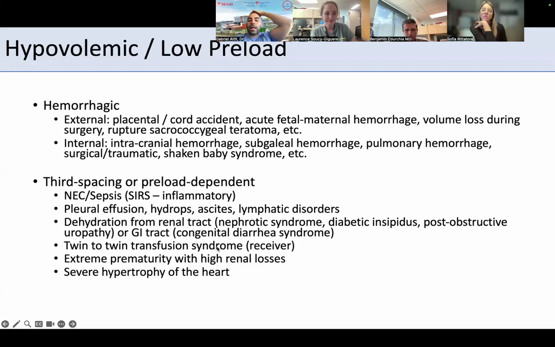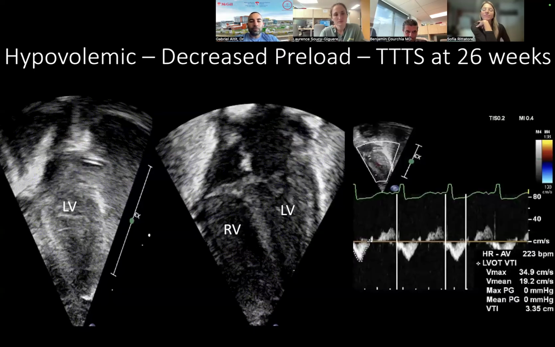TTTS, you're going to have a whole class on this, but the receiver is used to receiving a very high intake of fluid. And if you start restricting them too much in the postnatal life, they can become quite preload dependent. Extreme prematurity with high renal losses and severe hypertrophy of the heart is preload dependent, not necessarily because they don't have enough fluid intake, but because their ventricular cavity is so stiff.